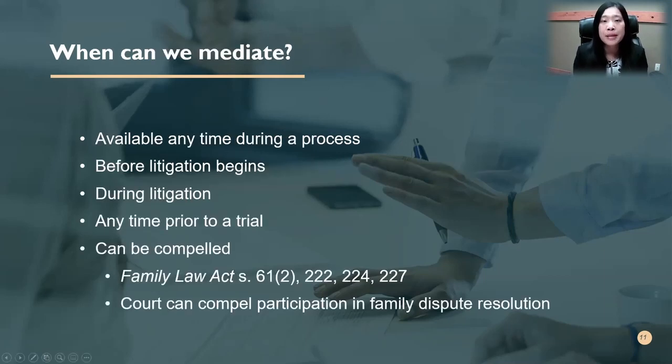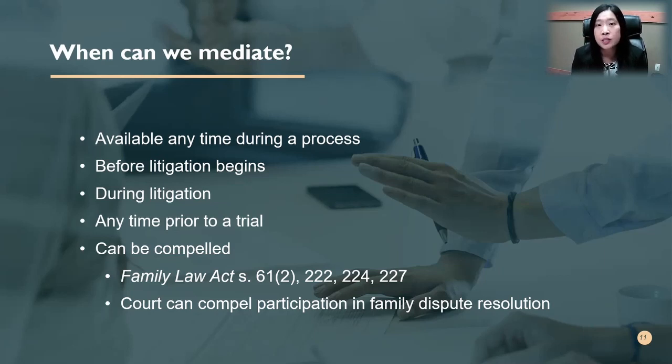In terms of when people can mediate, well, it's actually available anytime during the process of separating. You can go to a mediation before filing for court, so before any litigation begins. You can step away from court when you're in it and commence it halfway through, so you can do it during litigation. You can pretty much do this anytime prior to having your trial.